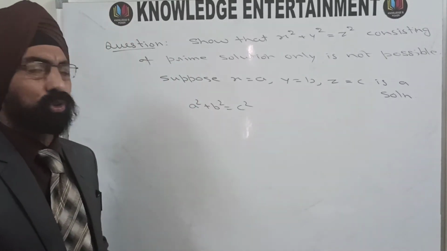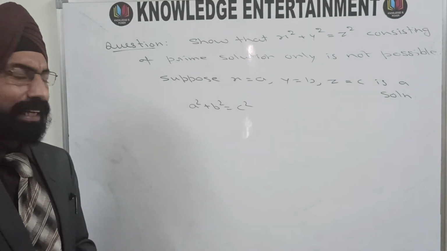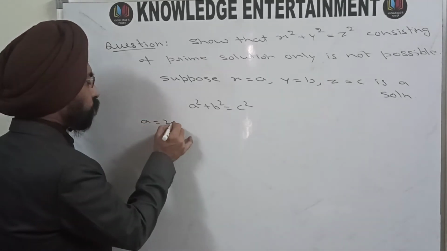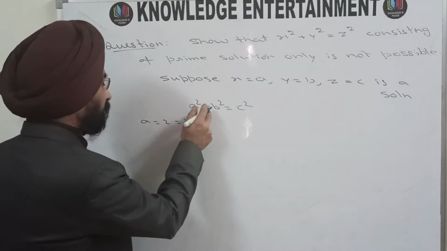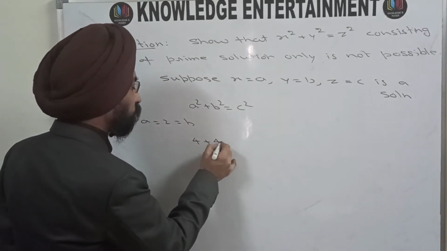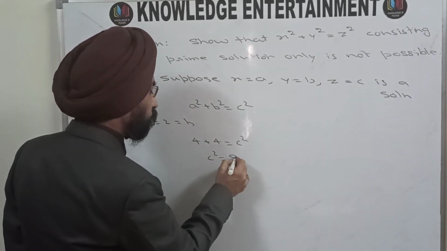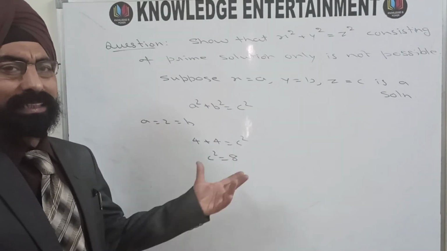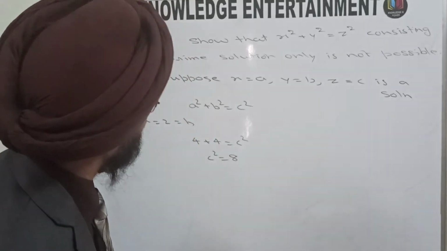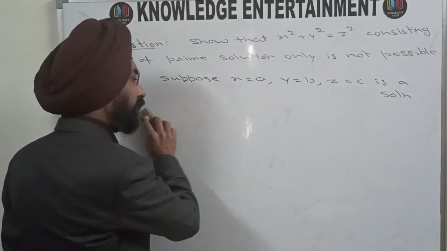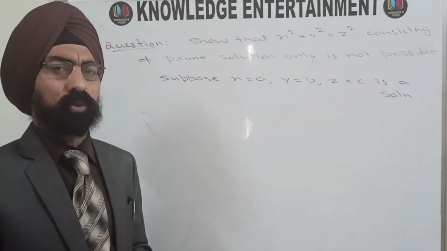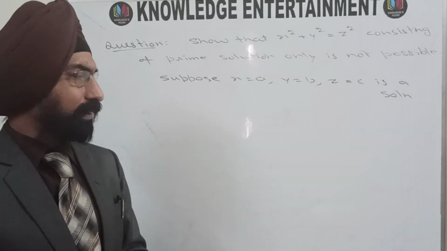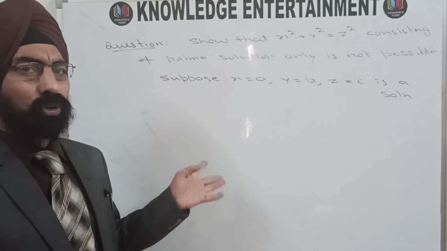Similarly, B can also not be equal to 2. Once again, both A and B cannot be equal to 2. Because if A is 2 and B is also 2, then 4 plus 4 is equal to C square, which is 8, which once again cannot give an integral value for C. So not even one of them can be 2, and both also cannot be 2. And in the list of prime numbers, we know that only 2 is the prime number which is even. Rest all are odd. So that means all these three are odd.